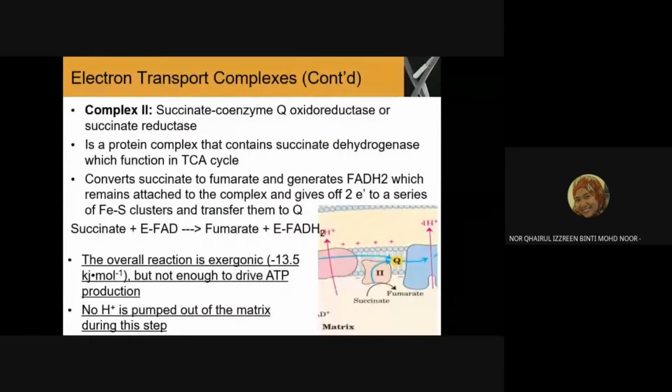So what makes complex 2 and complex 1 different is that in complex 1, remember, we pump 4 hydrogen plus, but not in complex 2. There is no hydrogen being pumped from the matrix into the intermembrane space for this complex number 2. Although the overall reaction is exergonic, it is not enough to drive ATP production. Therefore, no hydrogen ion is pumped out of the matrix during complex number 2. So complex number 1 pumps 4H+. Complex number 2, no hydrogen ion.